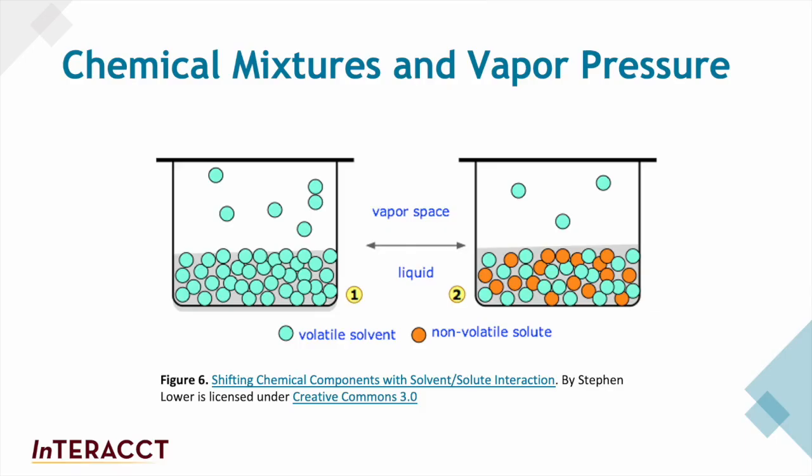For chemical mixtures, the vapor pressure of a chemical component of that mixture changes with the solvent-solute interaction. The adage, like dissolves like, is relevant here. Chemical constituents of a mixture that are very similar with respect to their molecular structure and chemical properties will behave in a way that's more consistent with the ideal gas law. In these kinds of mixtures, the change in vapor pressure will track closely with the mole fraction of that chemical in the mixture.